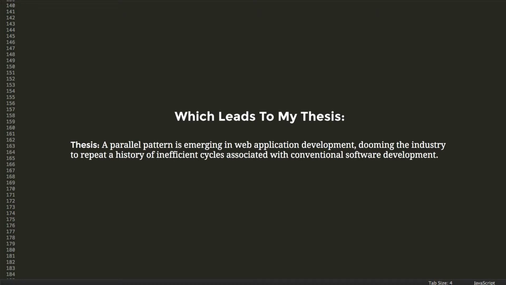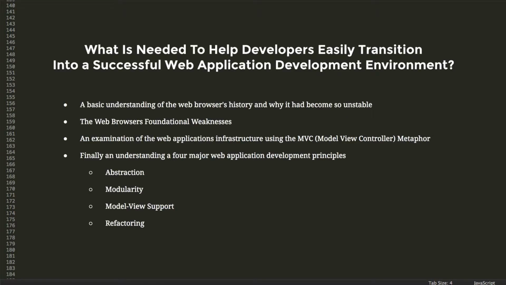Essentially, in the literature review of my paper, we establish 4 major points. First, we look into the basic understanding of the web browser and its history and how it's developed. Second, we examine why the foundation of the web browser is so weak. Thirdly, we examine web application infrastructure itself and identify the 3 major parts of web application infrastructure, so that we know the languages that are needed to build those parts. And then finally, we look into the 4 major languages that ultimately result in well-developed web applications.